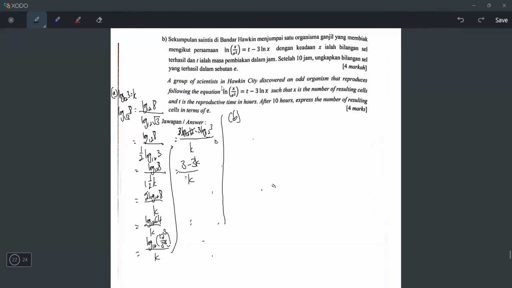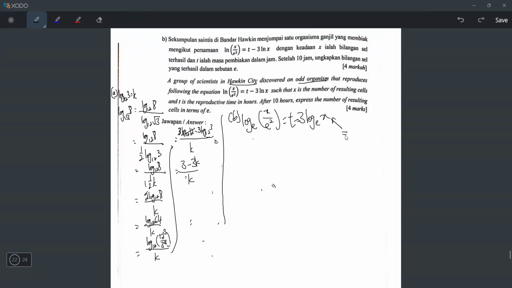Okay, done. A group of scientists in Hokkien City discovered an odd organism that reproduced following this equation. So we all know ln is actually log base e. So log base e of x over e squared equals t minus 3. Ln is log base e, so just write this. And remember, e is actually a number. It's 2 point something. Such that x is the number of resulting cells and t is the reproductive time in hours.